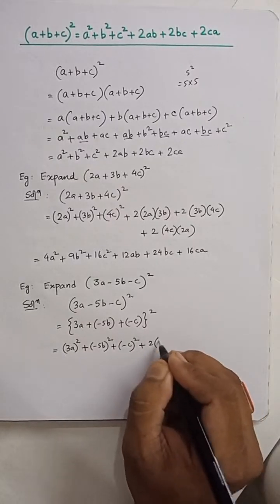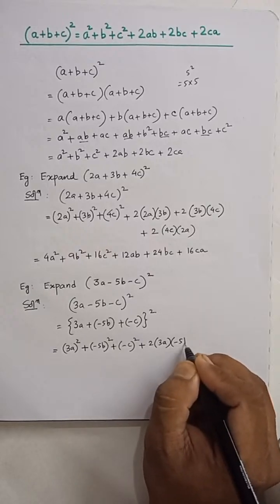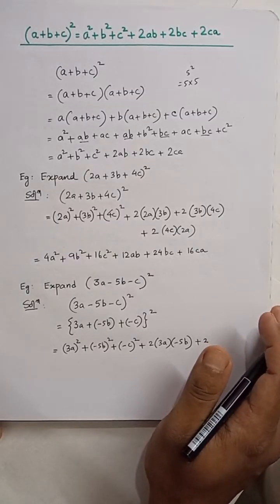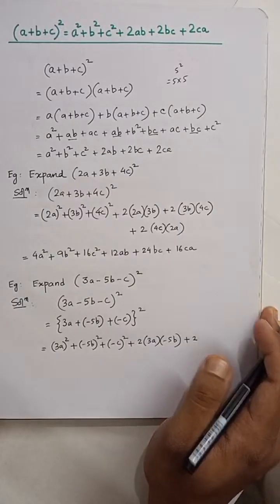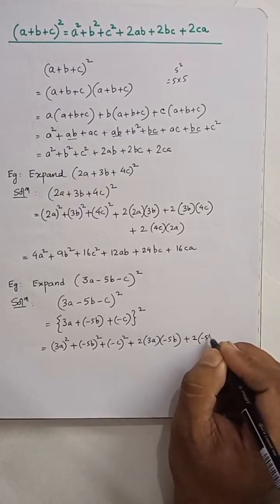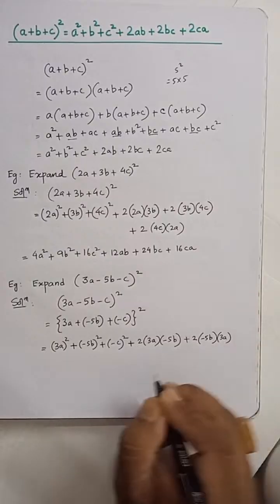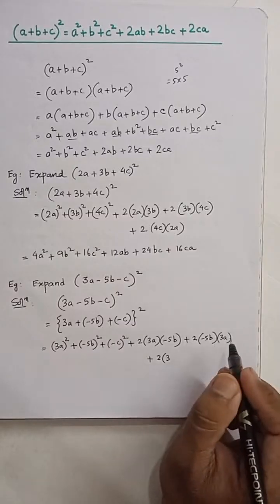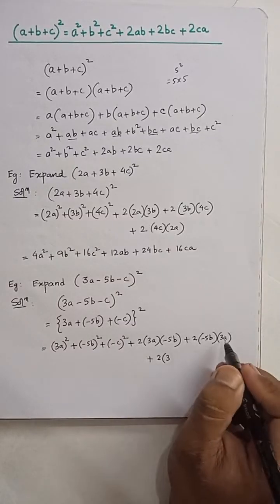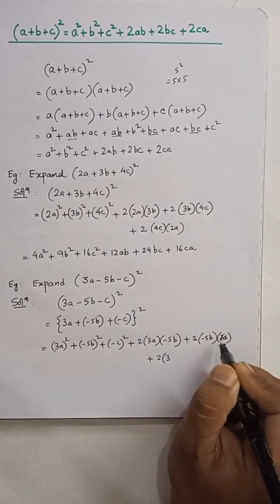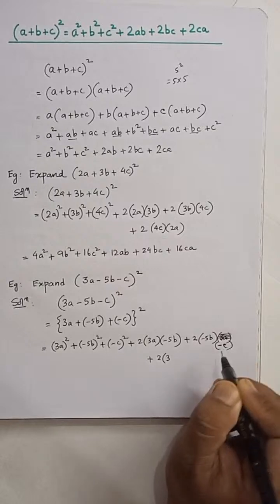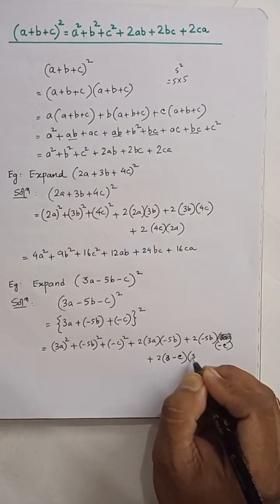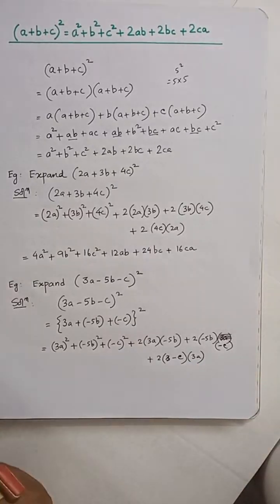Then 2 into 3a into minus 5b, 2 into minus 5b into 3a, and lastly 2 into... wait, I just made a mistake, this is minus 5b and sorry, minus c. Okay, I'm just rectifying it. This is minus c, and then 2 into minus c into 3.